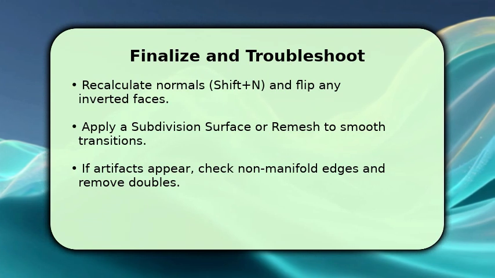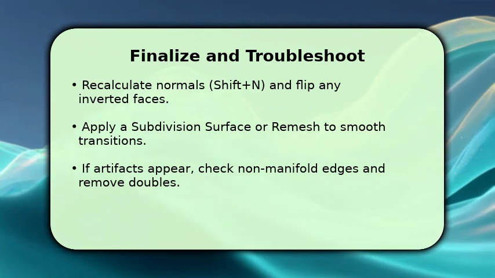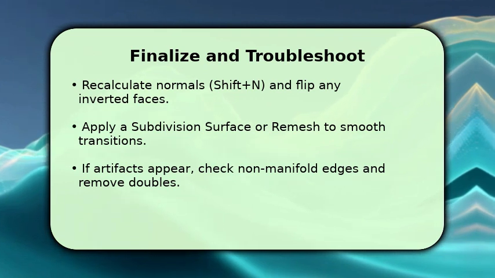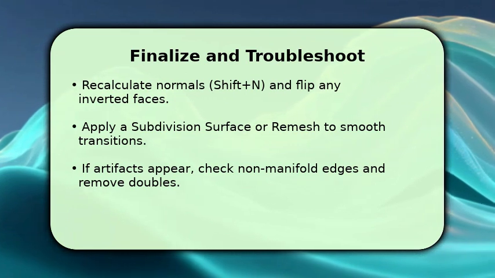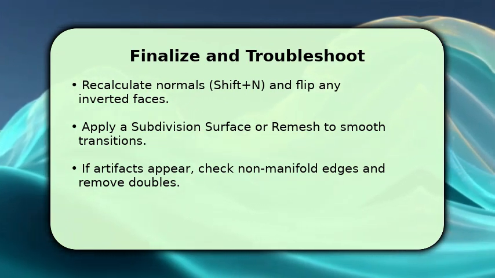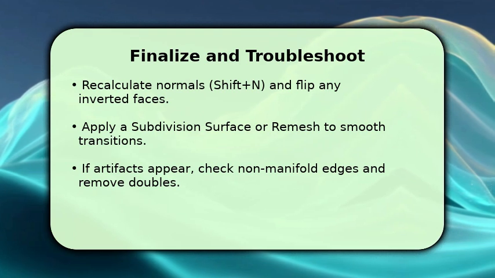Recalculate normals, Shift+N, so shading and normals are consistent. If faces still appear dark or inverted, flip them manually. Add a subdivision surface or remesh to smooth seams and watch topology. Use crease or edge loops to hold form.